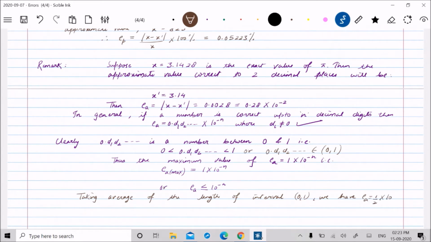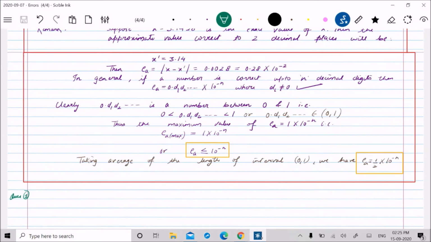into 10 to the power minus n. Okay. So these two formulas, you should remember these two formulas actually. In numericals, this is the absolute error, and this is the maximum. You can say that is the upper bound actually. Means error can be maximum 10 to the power minus n. It has to be less than this, and on average you take it half times 10 to the power minus n.